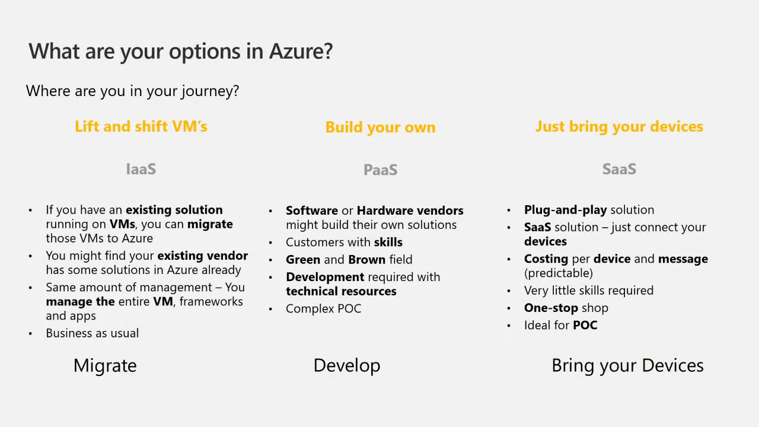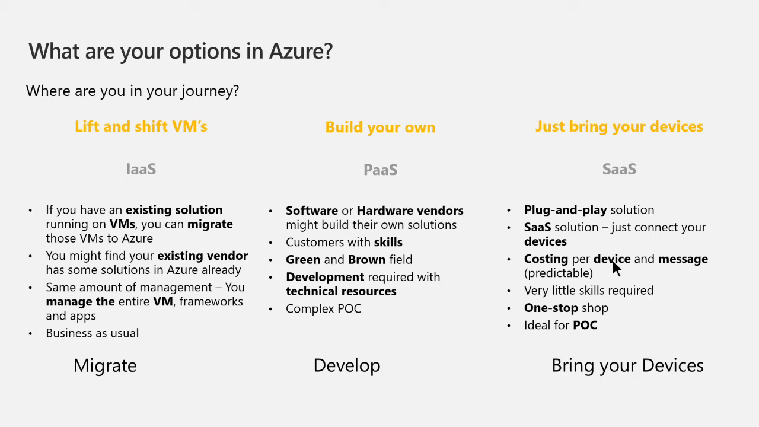Now, the next part here, I'm going to chat through what your options are inside of Azure. So, for example, if I'm already running some IoT solutions on premises, how can I move some of those solutions into the cloud? Now, there's typically three use cases that I've got here for you guys. It is an IaaS, PaaS, and a SaaS option.